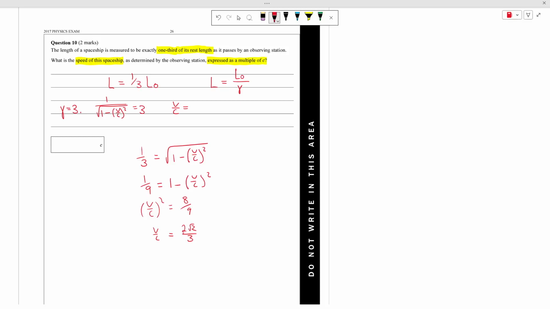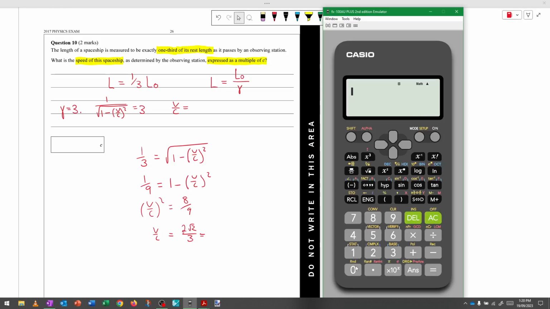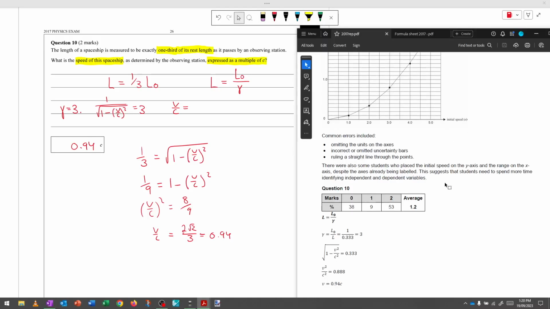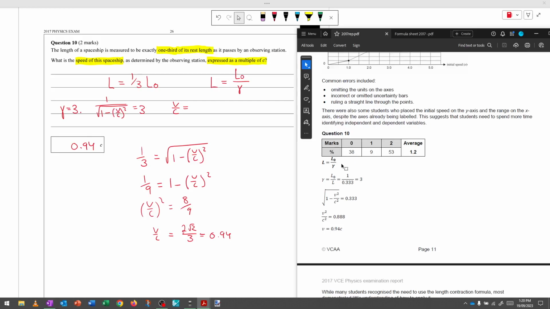And it doesn't say to put it in exact form or anything like that, so we can work out what that is. I'll just do square root of 8 over 9, around 0.94, so it's 0.94 c, around 94% the speed of light. Let me double check that I've done it right. Yeah, there you go. Okay, cool.